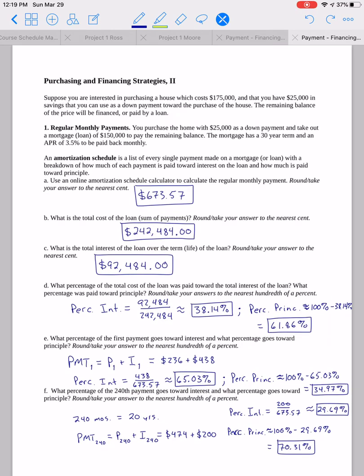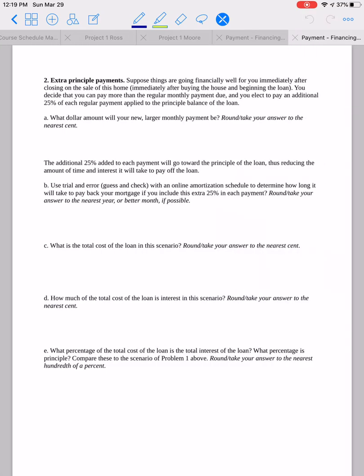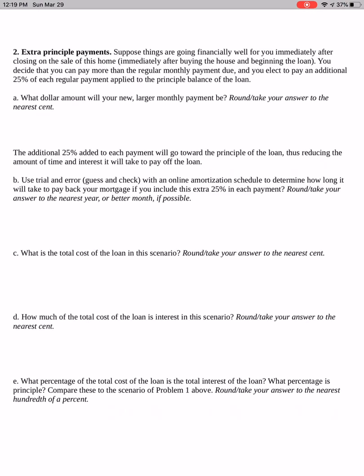One of the next questions you'll see in Project 2 is, well, I want to pay things down more aggressively. So the prompt here says, suppose things are going well financially as soon as you close on this loan, or close on the sale of this house. In other words, as soon as you buy the house, and right when you start to make your first payments on it, you realize you can pay 25% more on each payment. So you're going to pay the full payment plus 25% more of that payment.